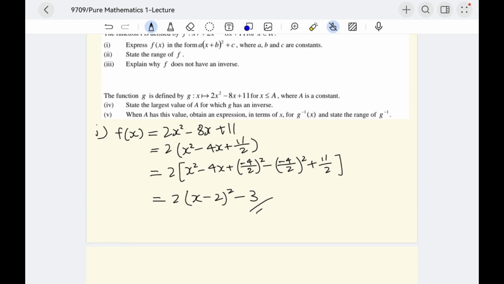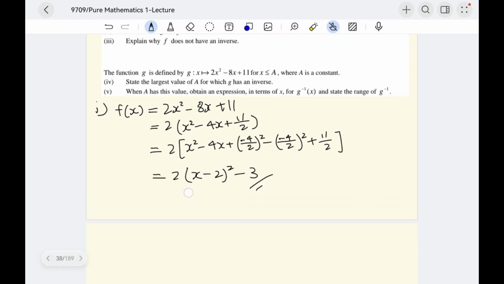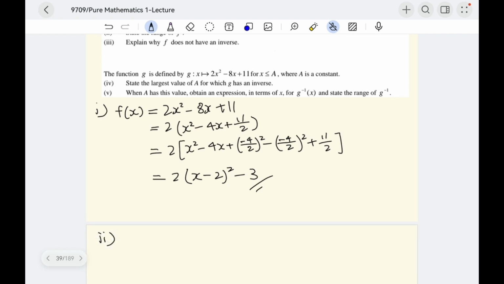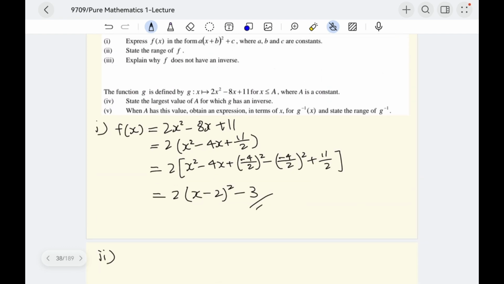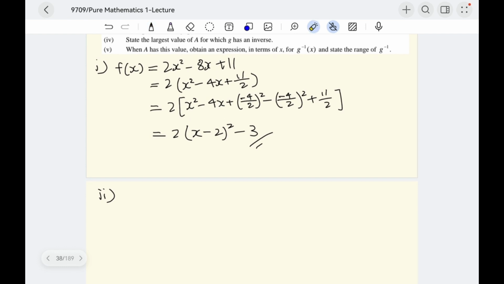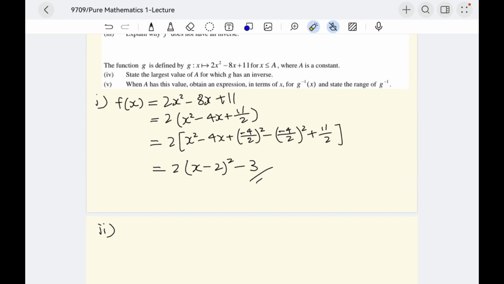Okay, so here is your f(x) in the vertex form. Let's take a look at the second part. State the range of f. So this is the quadratic function. Imagine when this quadratic function is sketched in the Cartesian plane. You will see that the a is positive, which means that this parabolic curve has a minimum point, where the minimum point is (2, -3).